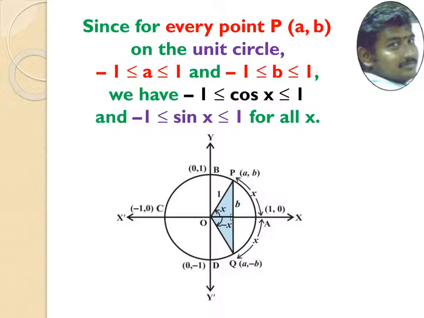Since for every point P(a, b) on this unit circle, minus 1 is less than or equal to a, which is less than or equal to 1. The same way, minus 1 is less than or equal to b, less than or equal to 1. Here we have minus 1 less than or equal to cos x less than or equal to 1. The same way, minus 1 less than or equal to sin x less than or equal to 1 for all x.